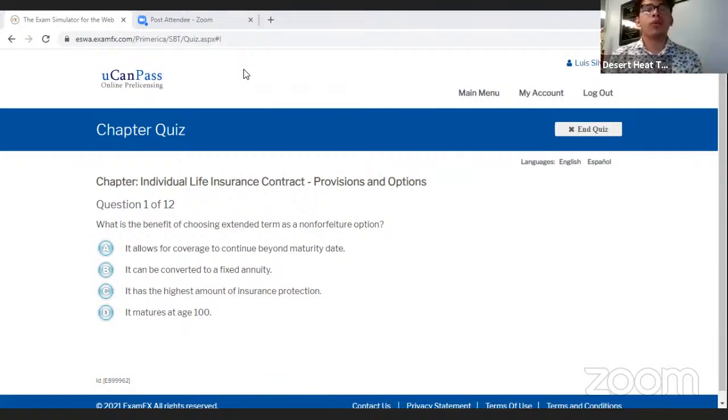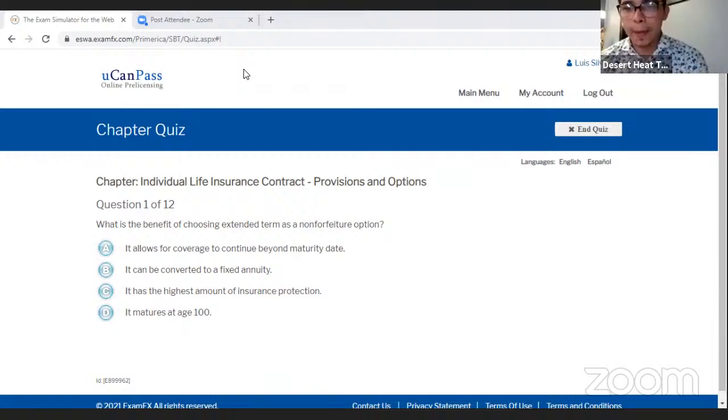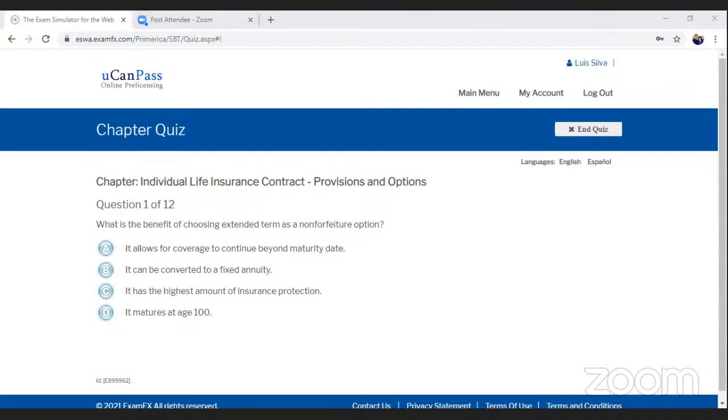Okay, let's read it one more time. What is the benefit of choosing extended term as a non-forfeiture option? A, it allows for coverage to continue beyond maturity date. B, it can be converted to a fixed annuity. C, it has the highest amount of insurance protection, or D, it matures at the age of 100. I don't know, I probably want to say B, or go with B.